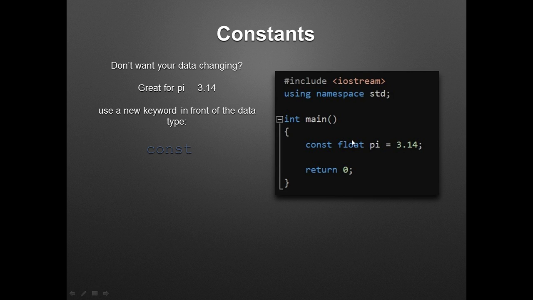We can turn any data type into a constant if we just put the keyword const in front of the data type. As soon as you do that, you can no longer, throughout the rest of the code, assign a value to pi. If you try to use the assignment operator after the initialization here, you cannot do that. It will throw an error and say this is a constant and cannot be changed. It's very useful.